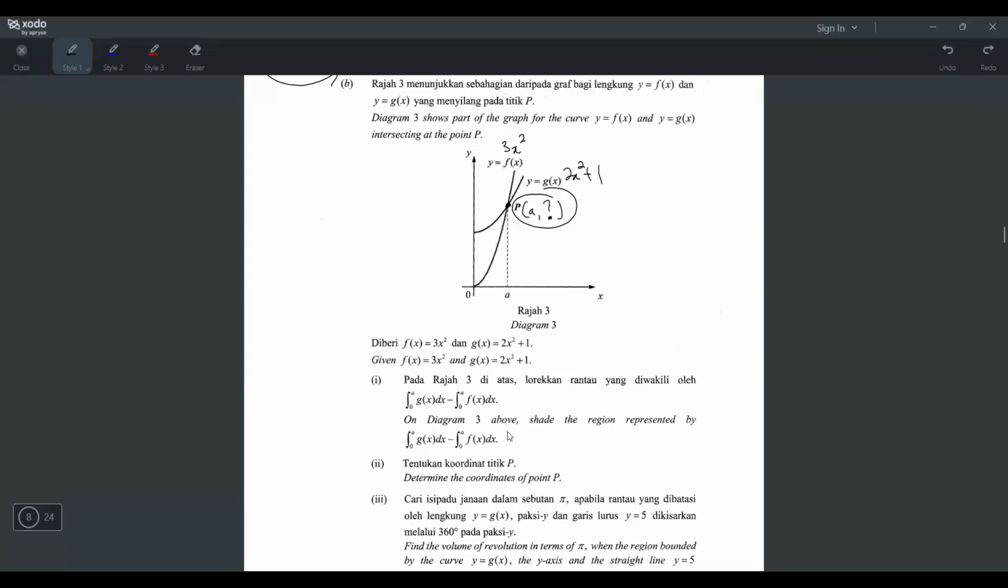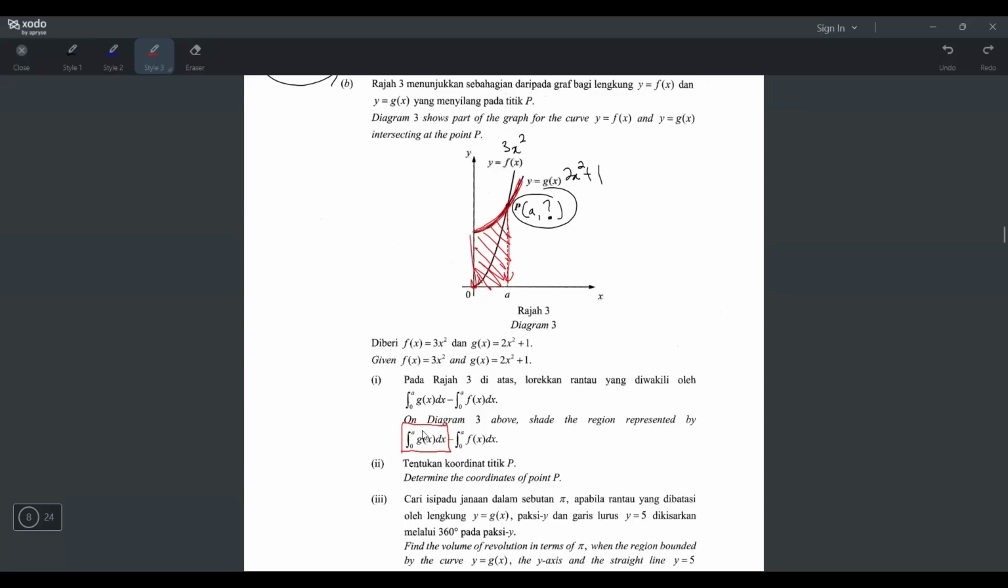They said on diagram 3 above, shade the region represented by integrate A to 0 gx dx minus integrate A to 0 fx dx. Okay, let me use a red color pen to shade this part first. So integrate 0 to A gx dx. Which one is gx? This one is gx. And I want you to take note of dx or dy. Dx means you will integrate towards the x-axis. Later your region will be in between this red color curve and the x-axis. But from where? From 0 to A. So this is the region. This red color region is the region for this.